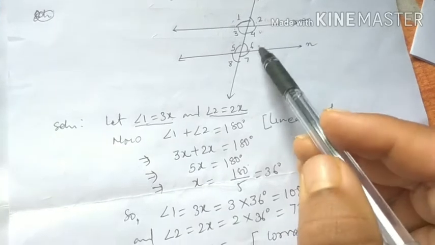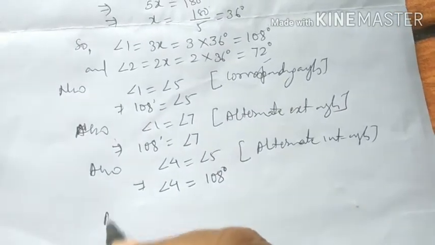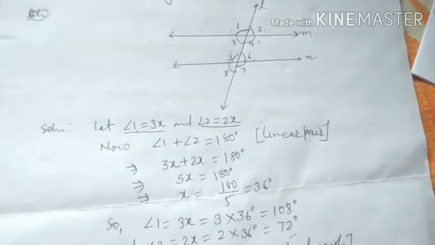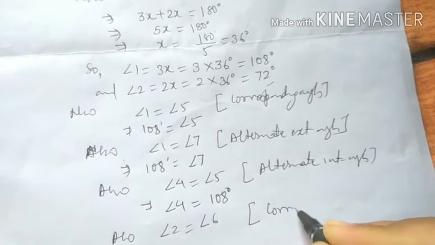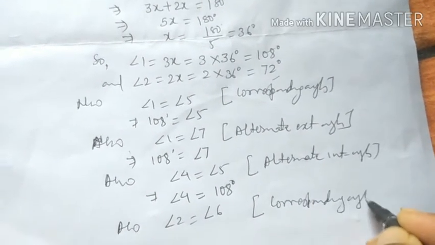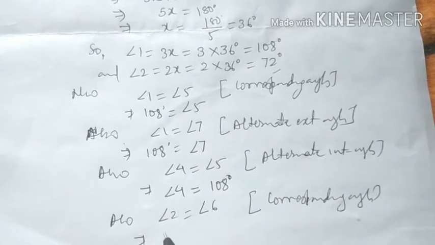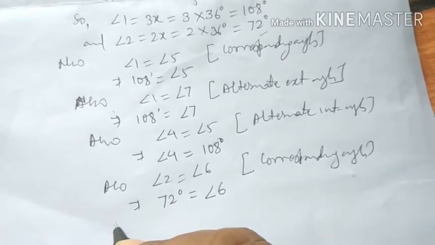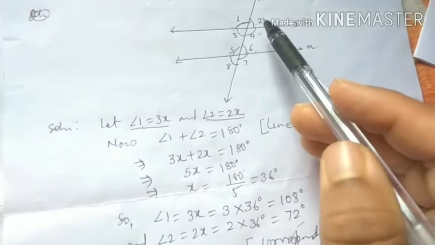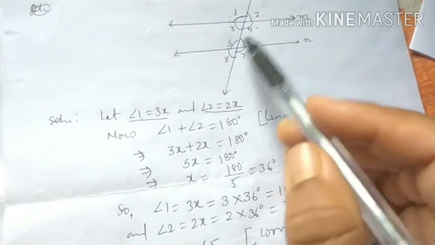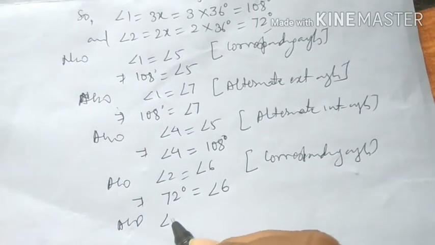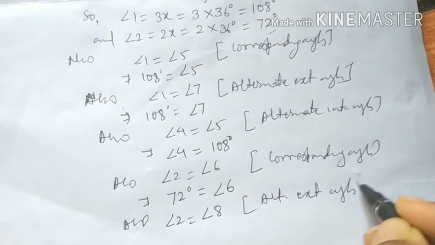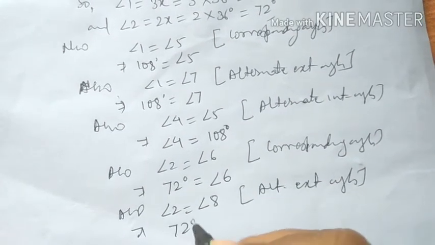Now angle 2 and 6 will be equal. Also angle 2 equals angle 6, the reason is corresponding angles. So angle 2 is 72 degrees, so 72 degrees equals angle 6. Also angle 2 equals angle 8, the reason is alternate exterior angles. So 72 degrees equals angle 8.